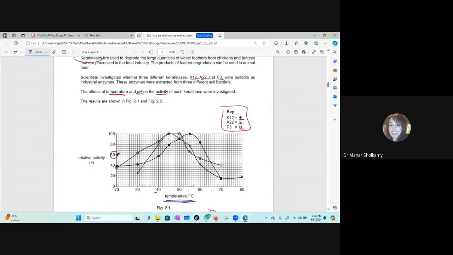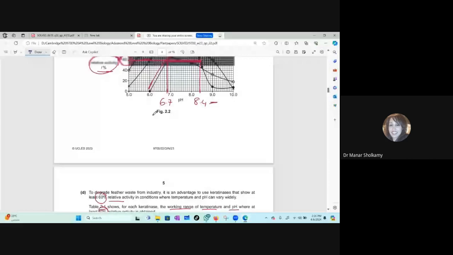Look, this looks very wide to me. Look here. Where is P3? They fuse together. Oh yes, it continues here and then it goes here. So this is the widest at 60. It ranges from here all the way to here. So it's P3 in my opinion. This is the widest temperature range, P3.